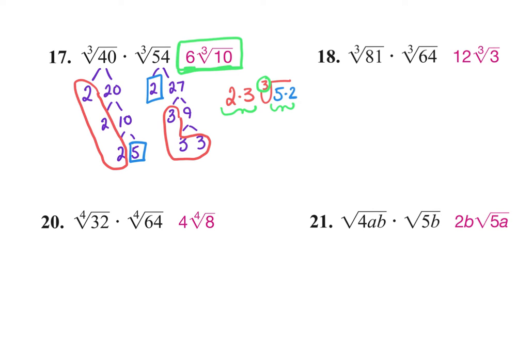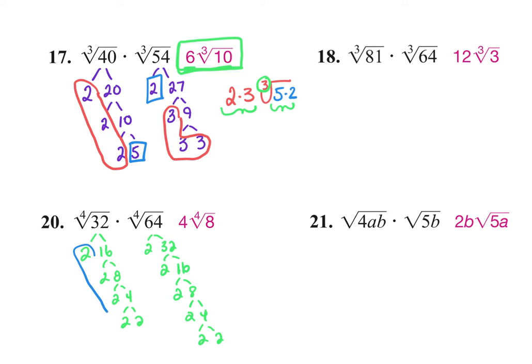So for 20, we are looking for the 4th root, meaning it has to be in groups of 4 in order to take it out. So again, we're going to do the same thing with our factor tree here. And this is actually just one more. Lots of 2's, all right? But they have to be in groups of 4. So we are going to look at groups of 4.